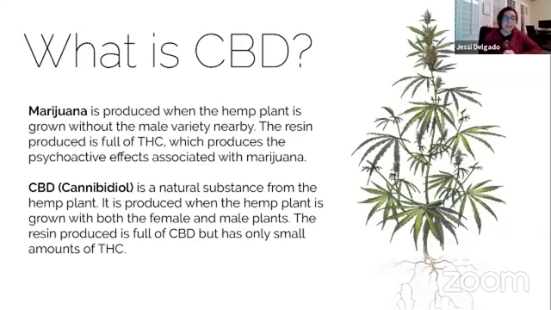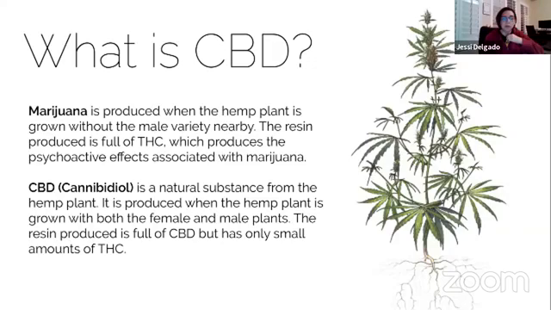So marijuana is produced when the hemp plant is grown without a male variety present. The resin produced from the small hair-like appendages of all the female plants is full of THC, which produces those effects associated with marijuana. Okay, CBD, cannabis oil, is a natural substance from another variety of hemp.